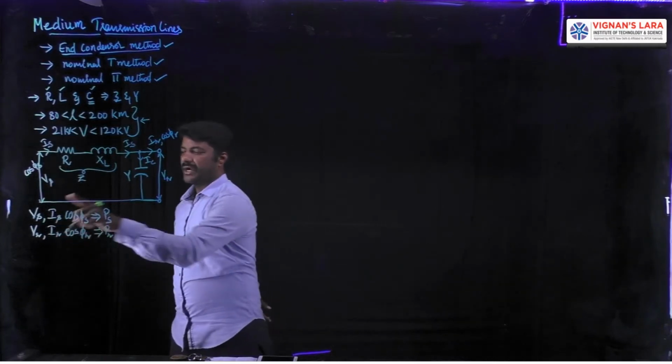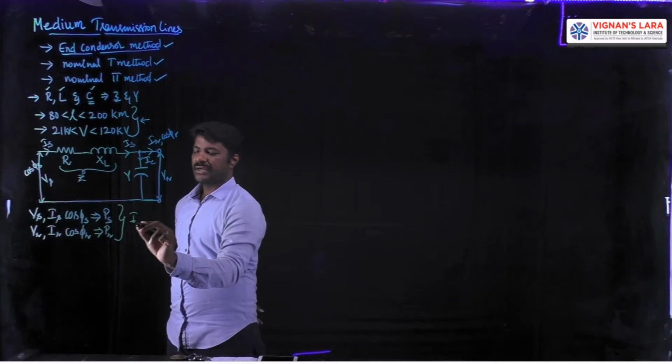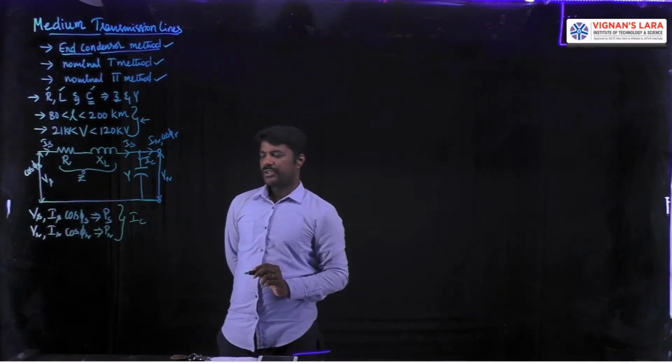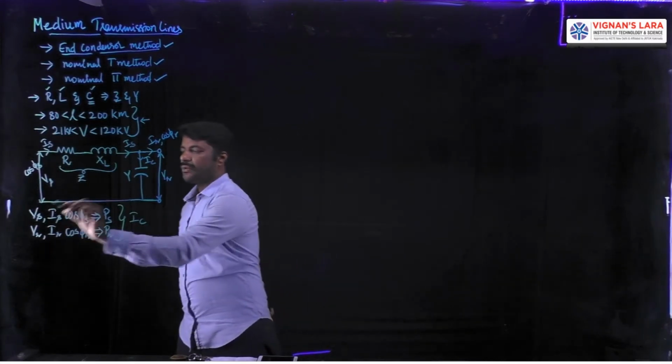Total 8 quantities, and the 9th quantity is the capacitive current called charging current IC, which is leading in form with reference to the voltage Vr. So these are the total 9 quantities.